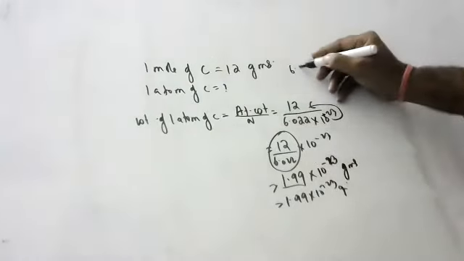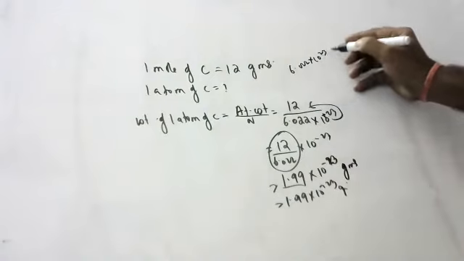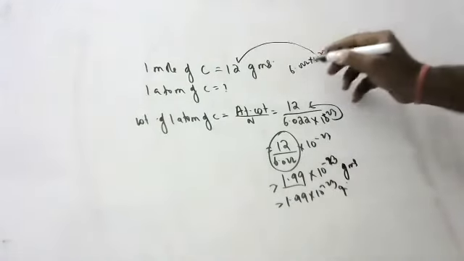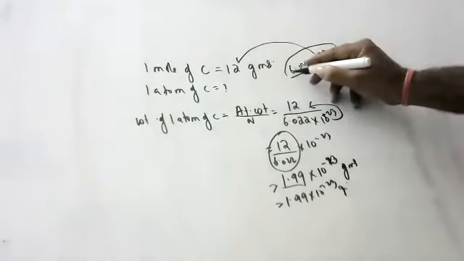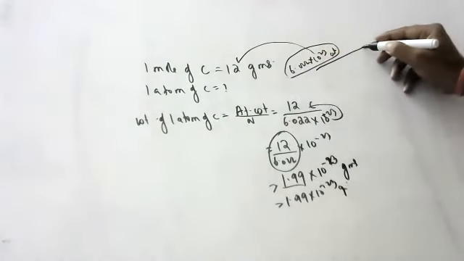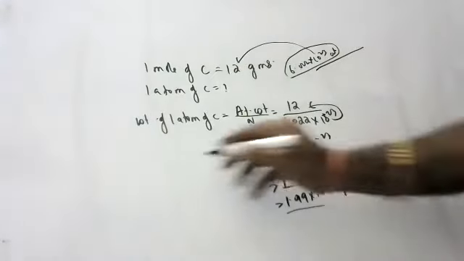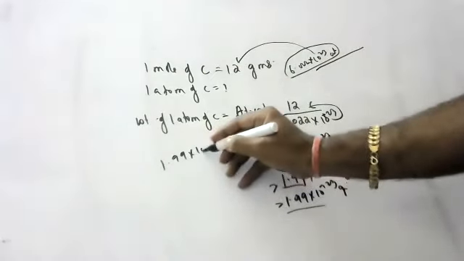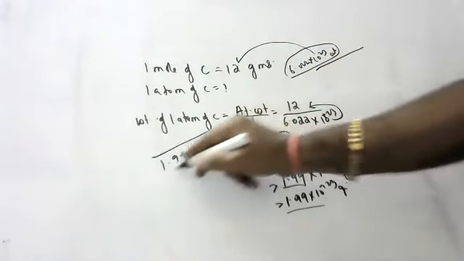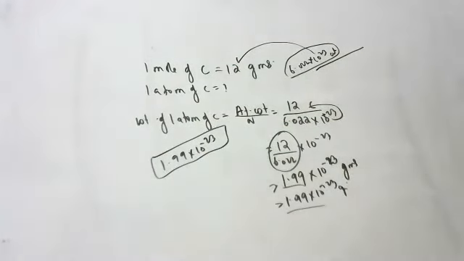Okay, see, 6.022 into 10 to the power of 23 atoms weight is 12. After 6.022, 23 zeros will come. That many atoms is 12, but one atom weight is how much? It is just 1.99 into 10 to the power of minus 23. Negligible mass, children. You should understand what you are doing when you are doing the questions. I hope you understood, children, all these things I told you.